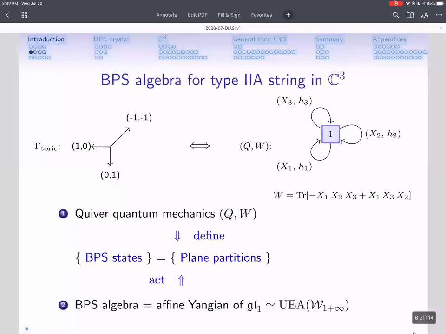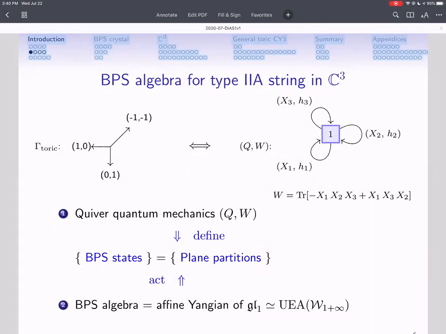Right, so let's look at the simplest one, the C3. This is the toric diagram, and the equivalent quiver data is this one. The quiver theory has only one gauge group and three adjoints here. So this is just N=4 super Yang-Mills, written in the N=1 language. This is the superpotential. Starting from this one, you can construct a set of BPS states.